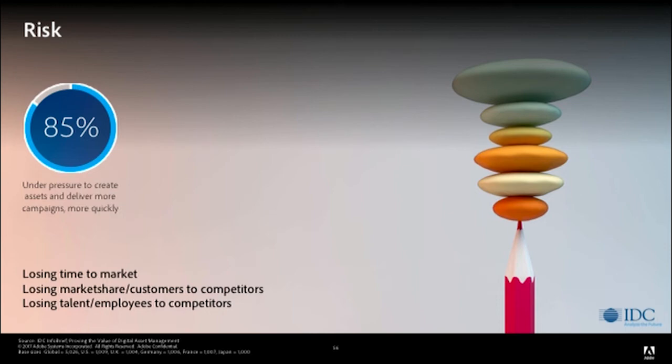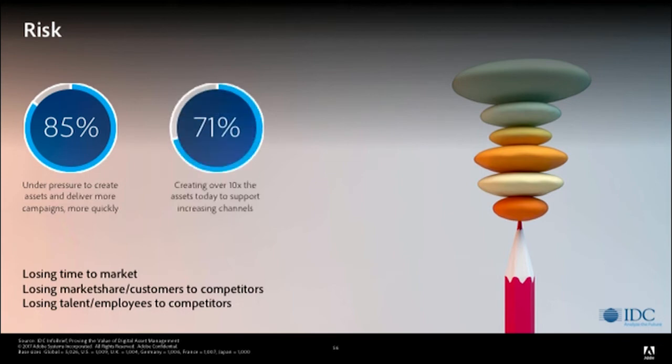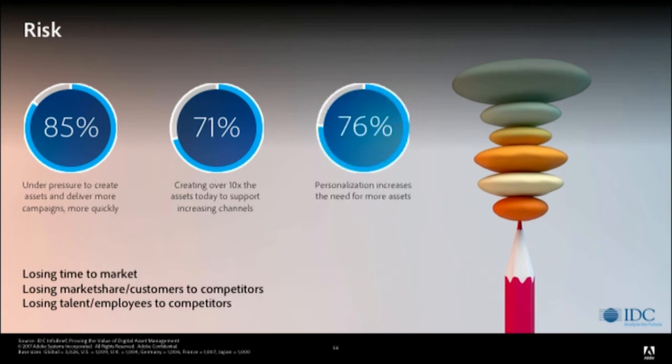And they found that 85% of them responded that they are now under pressure to create assets and deliver more campaigns more quickly. So this is an acknowledged state of affairs in business and in marketing and design, and they're creating over 10 times the amount of assets today to support all of these different increasing channels. We need something for all of the mobile devices. We need it for the watch. We need it for the Theta, this 360 camera. We need something for signage. We need something for billboards. It's just exploded.